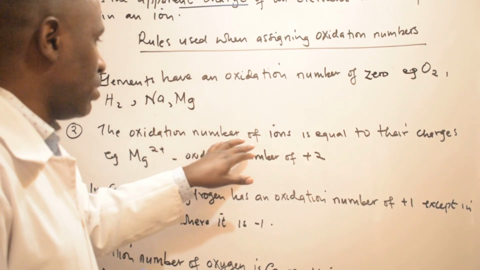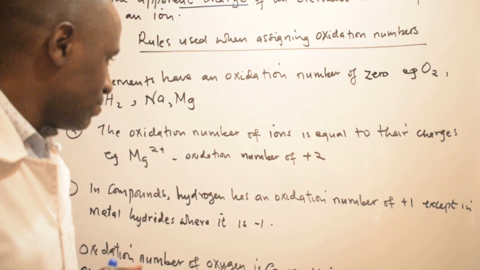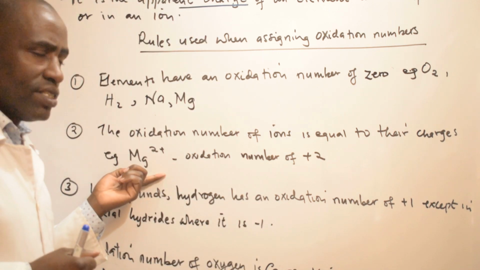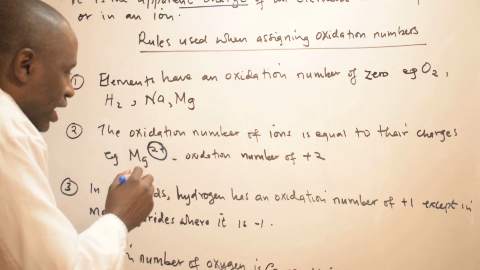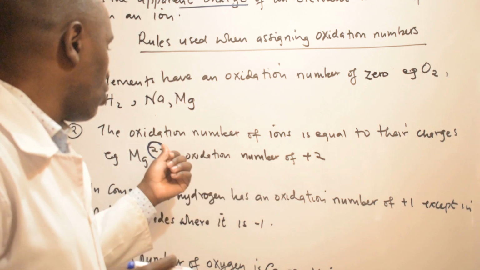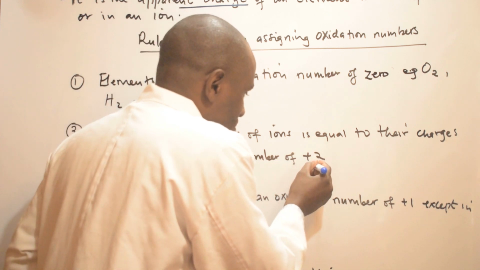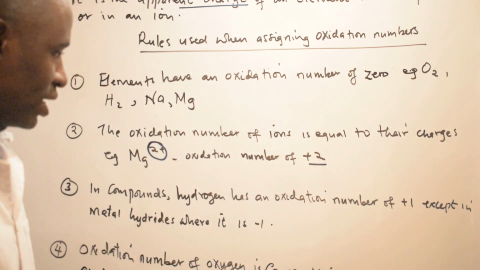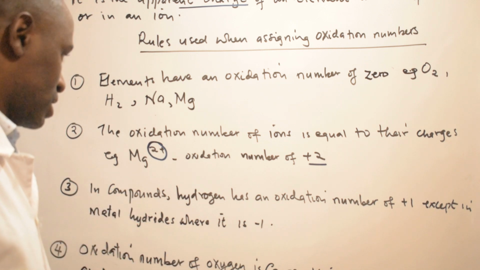Then the oxidation number of ions is equal to their charges. Talk of magnesium ions. Look at the charge of magnesium ions, it is actually 2 positive. Therefore, the oxidation number equals 2 here, and therefore it is actually plus 2. This is something that we've done before, maybe in our form 2 you were able to note this.